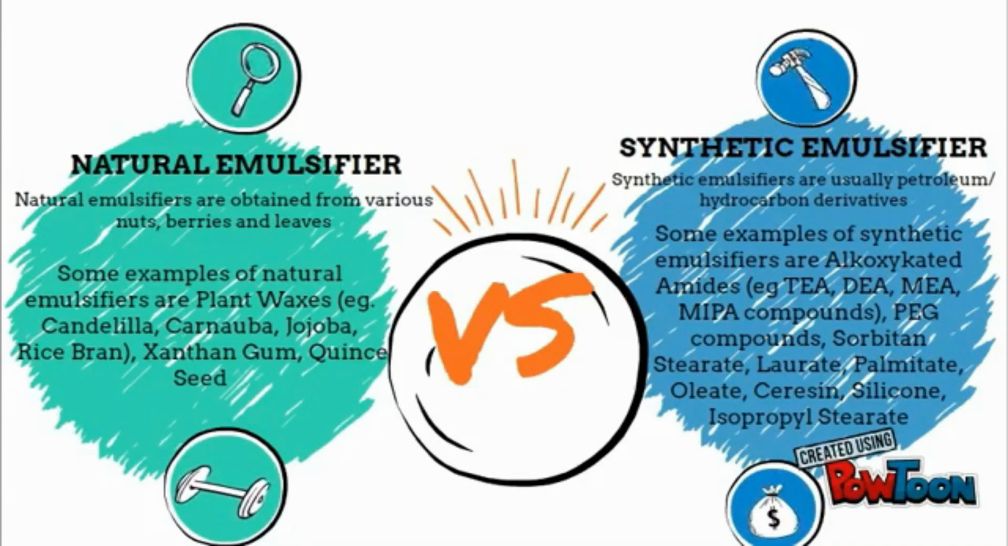Natural emulsifiers are obtained from various nuts, berries, and leaves, while synthetic emulsifiers are usually petroleum or hydrocarbon derivatives. Some examples of natural emulsifiers are plant waxes, xanthan gum, and seed, while some examples of synthetic emulsifiers are alkyl sulfates and amides.